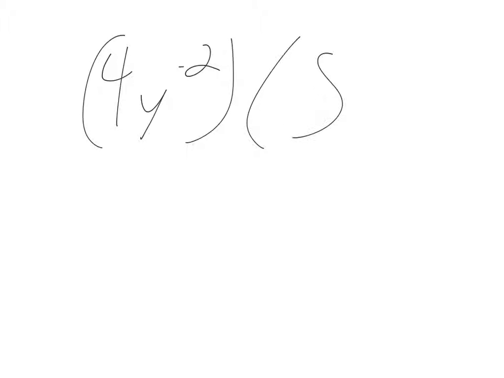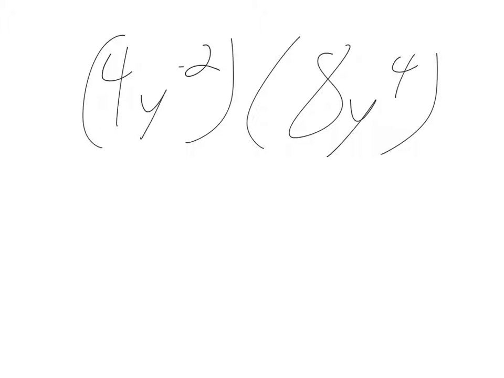Our next P.2 exercise is another simplifying, and here we have 4y to the negative 2 times 8y to the fourth.